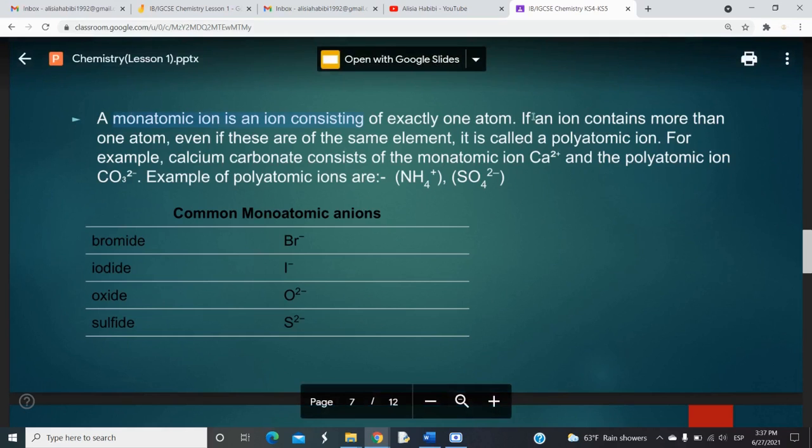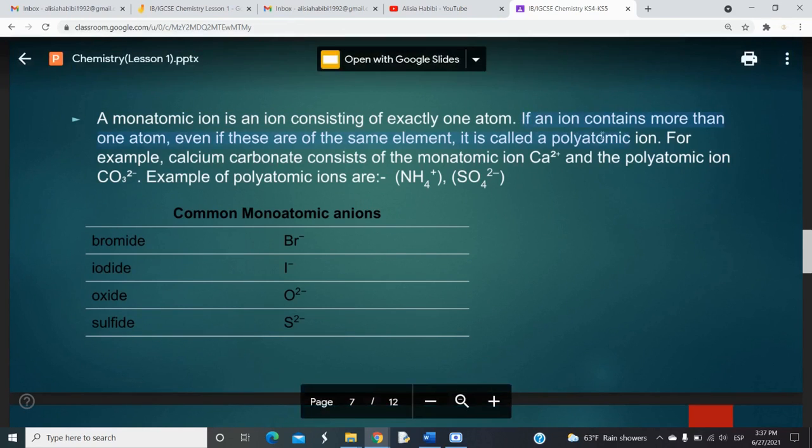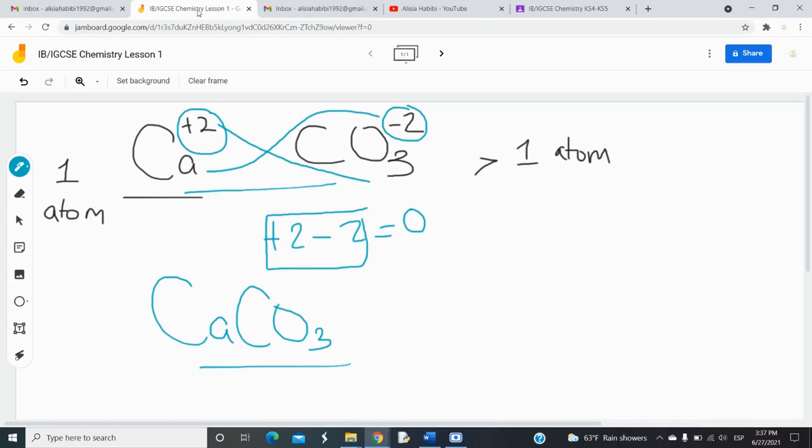Polyatomic, on the other hand, consists of more than one atom. As you can see here, carbonate, as we've seen, has a subscript of 3, so it is not just one single atom. You have one atom of carbon and then oxygen, so it consists of more than one atom. So there are basically 3 atoms of oxygen in calcium carbonate. Always remember, when it's more than one atom, it's not considered monoatomic, it's polyatomic.